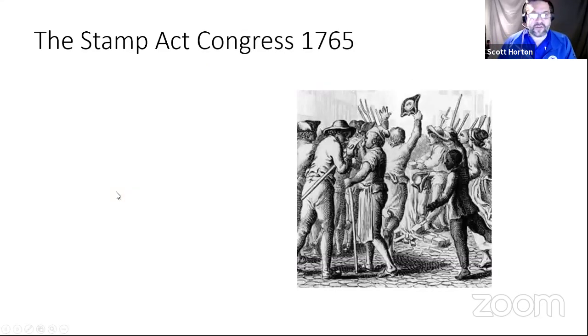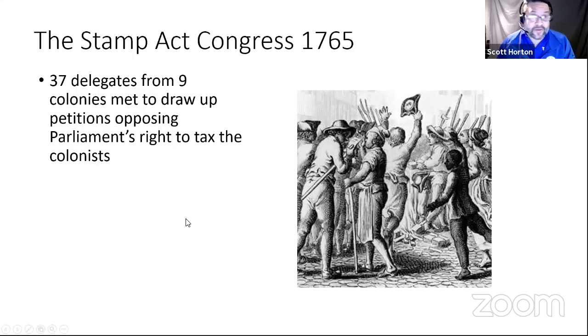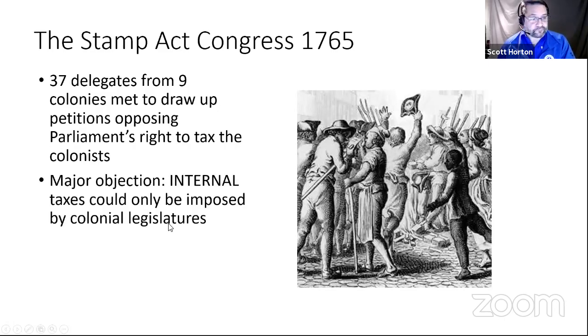The colonists responded to the Stamp Act. They hold a meeting. Nine different colonies send representatives. They protest, and they basically make the point to the British government that the only people that can tax us are our own representatives, people in, for example, the House of Burgesses or our own town meetings. Those folks have the right to tax us, not you. And they're objecting, of course, to internal taxes, a distinction that I don't think the British really made quite as clearly as the colonists did.